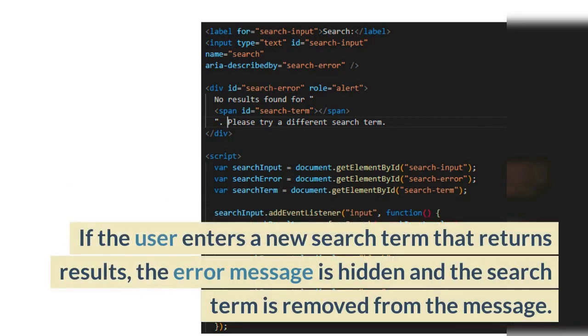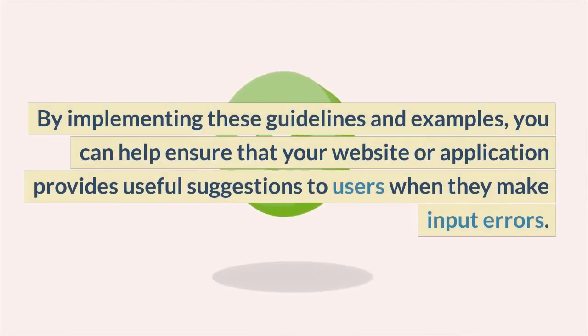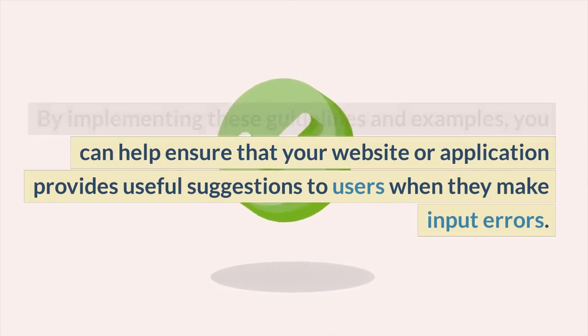If the user enters a new search term that returns results, the error message is hidden and the search term is removed from the message. By implementing these guidelines and examples, you can help ensure that your website or application provides useful suggestions to users when they make input errors.